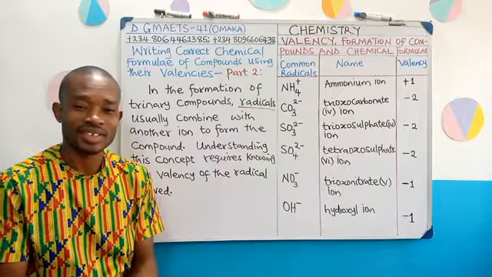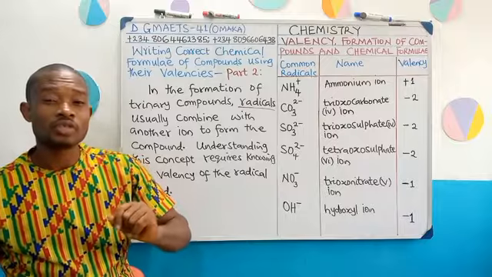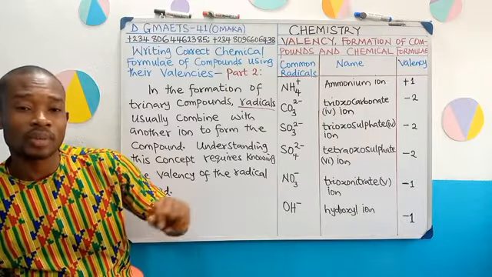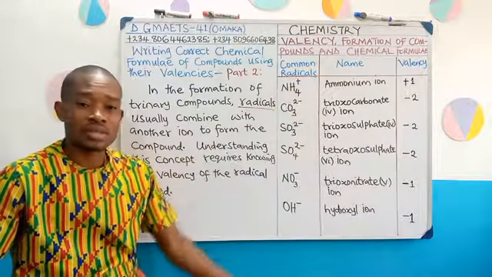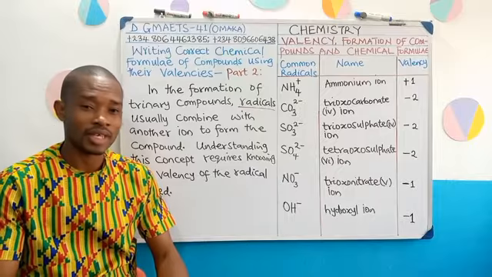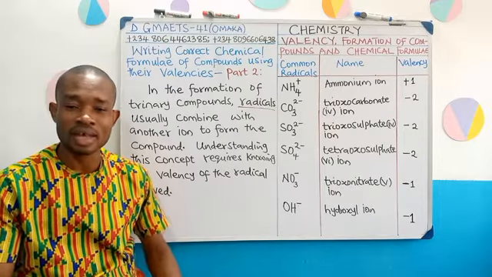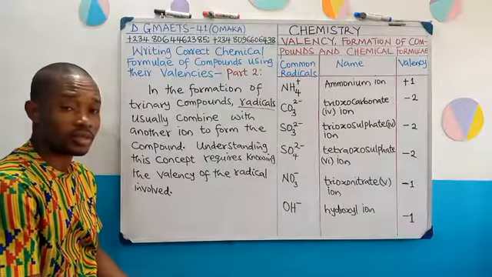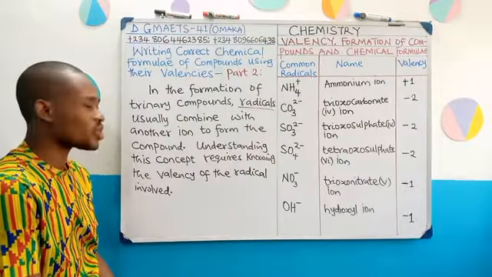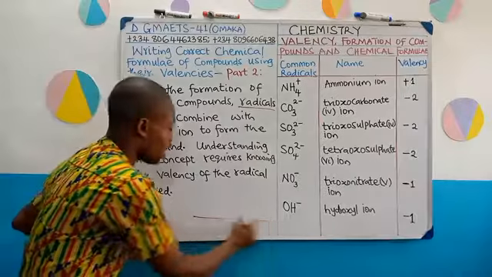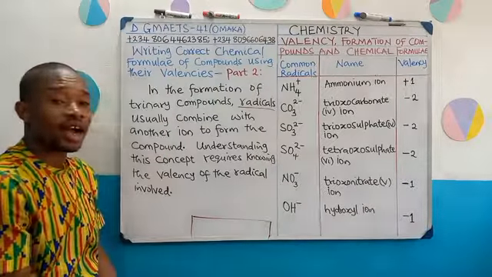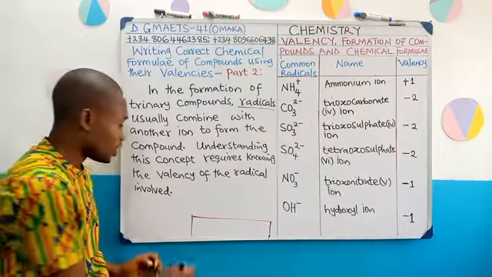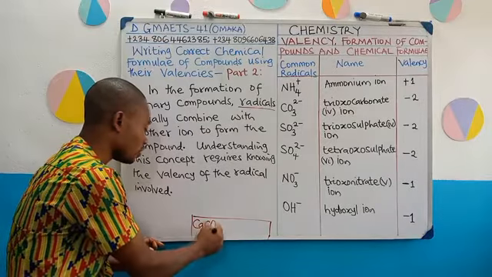-1 is the valency. So it's very important as a chemistry student to be able to remember the valency of these radicals so that you can be able to write the correct chemical formulae of a compound that is made up of these radicals. Let us quickly look at an example here, okay? Just imagine if you hear calcium trioxocarbonate 4, it's written as CaCO3.